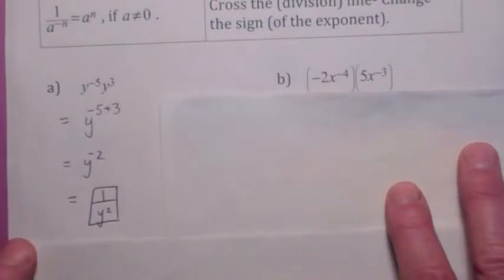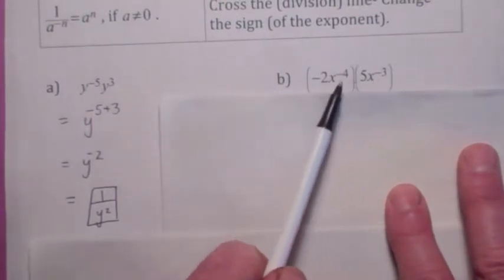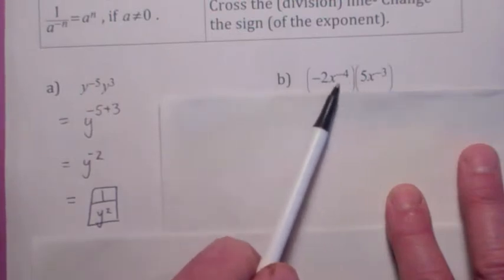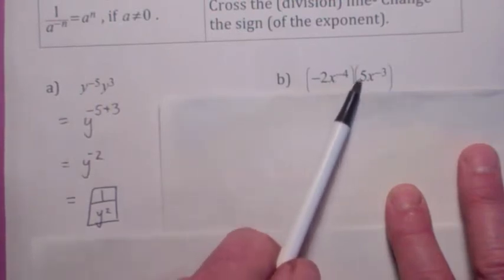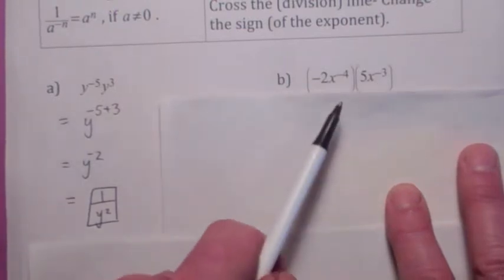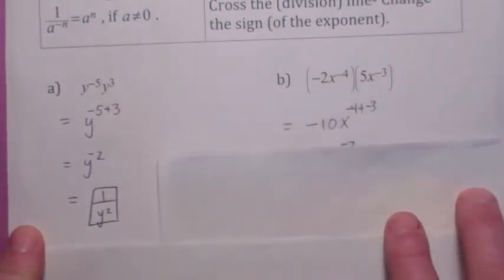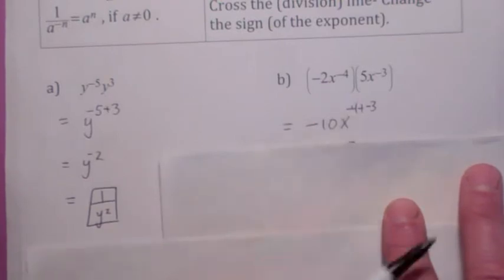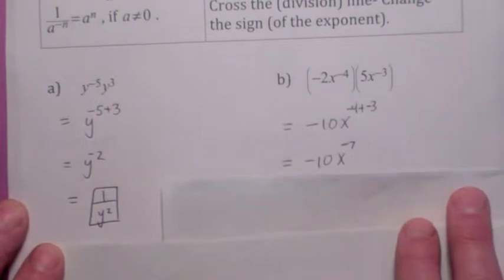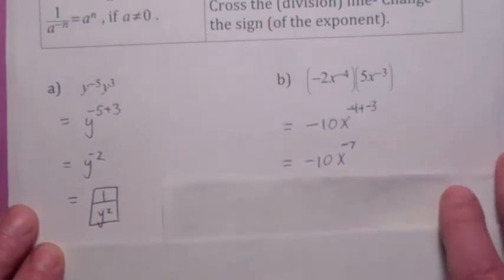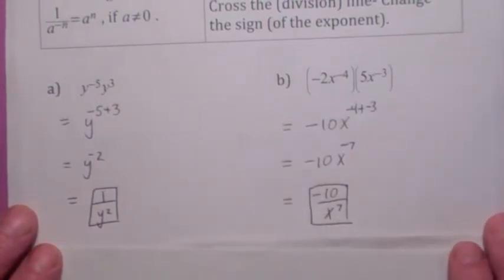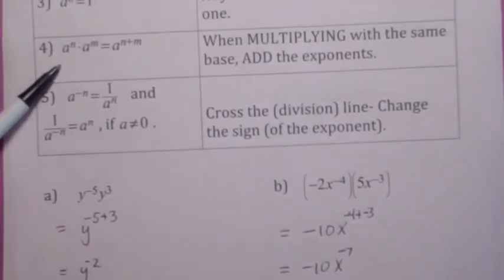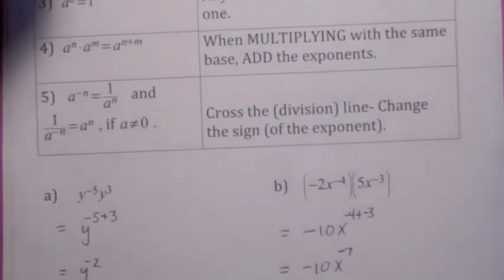So look at number B then. When you multiply these two together, you can use Rule 4. You can multiply the coefficients together. Negative 2 times 5 is negative 10. But what is x to the negative 4 times x to the negative 3? Since the bases are the same, you can add the exponents. So you get negative 10 times x to the negative 4 plus negative 3, which is negative 7. You wouldn't leave your answer like that, though. You'd move it down to the denominator. Final answer would be negative 10 over x to the 7th power. So, like I was saying, you can use Rule 4 when you have negative exponents as well.